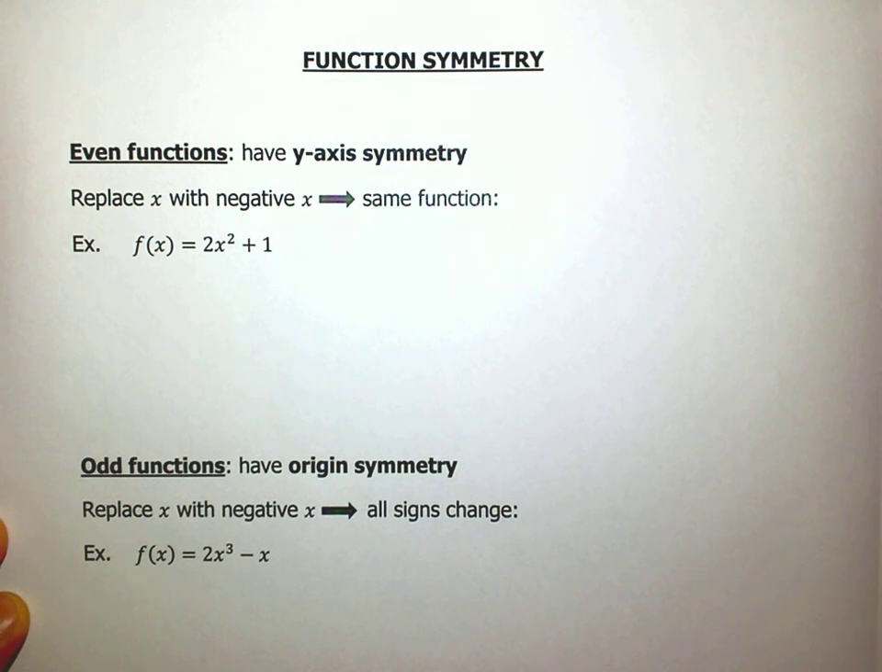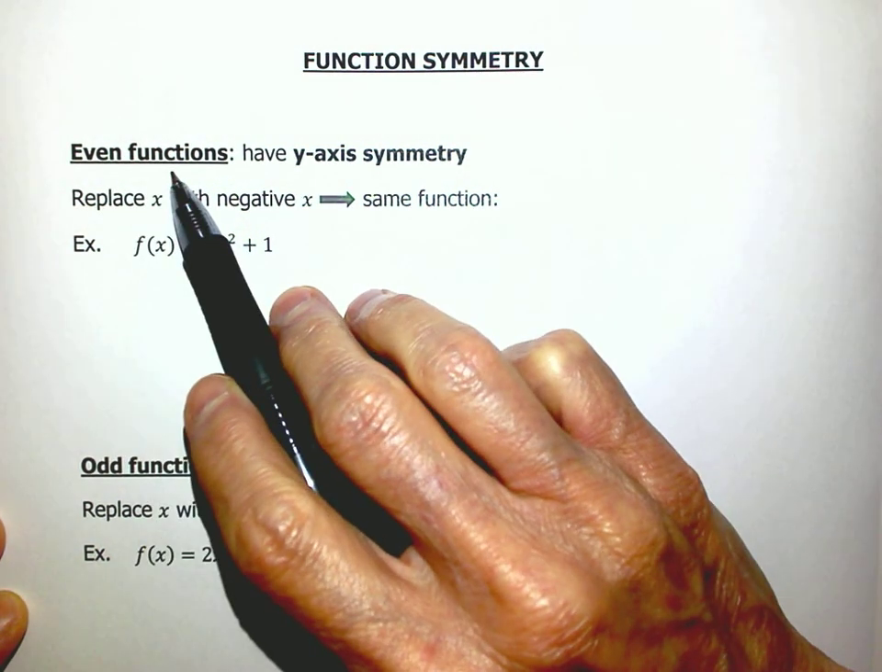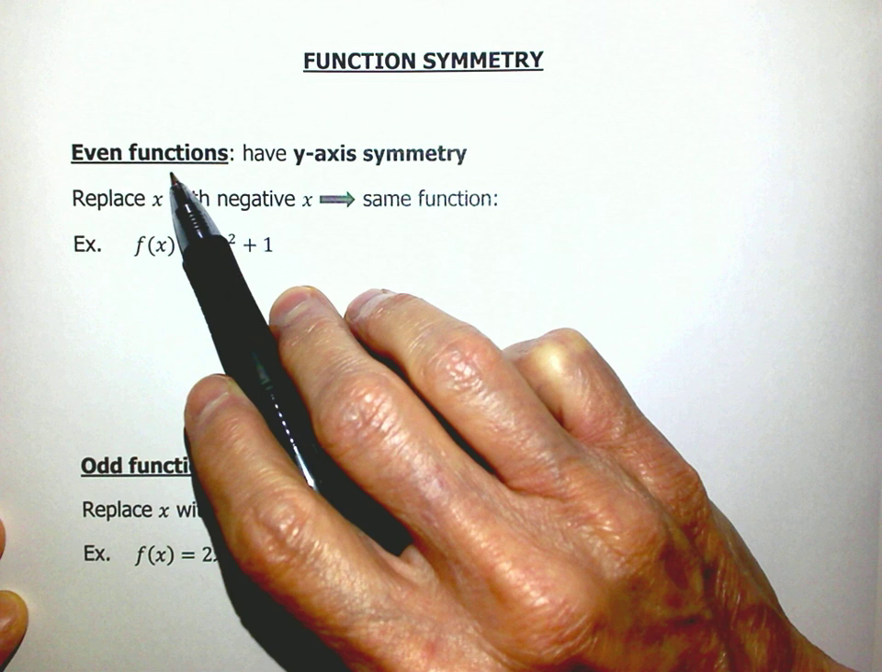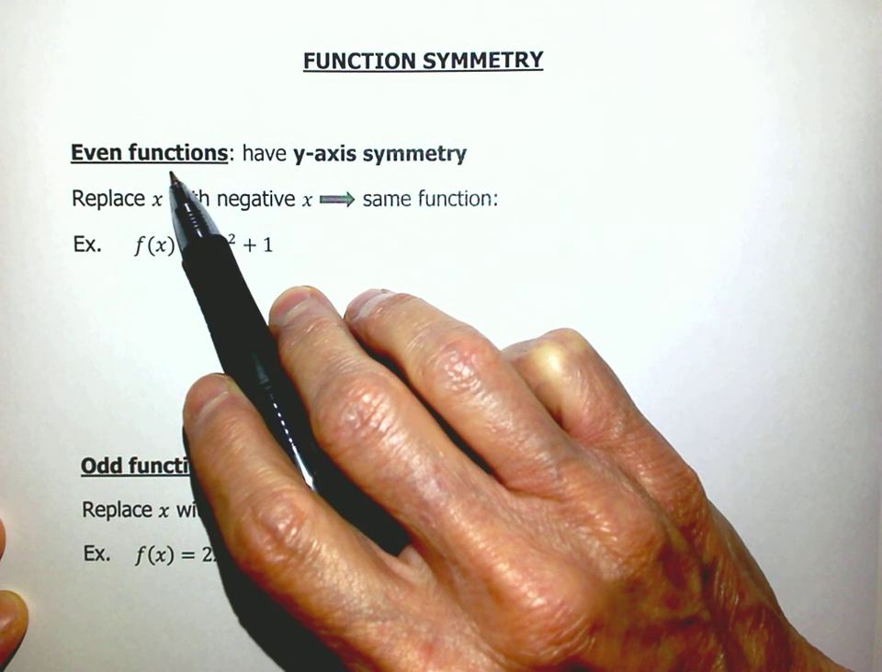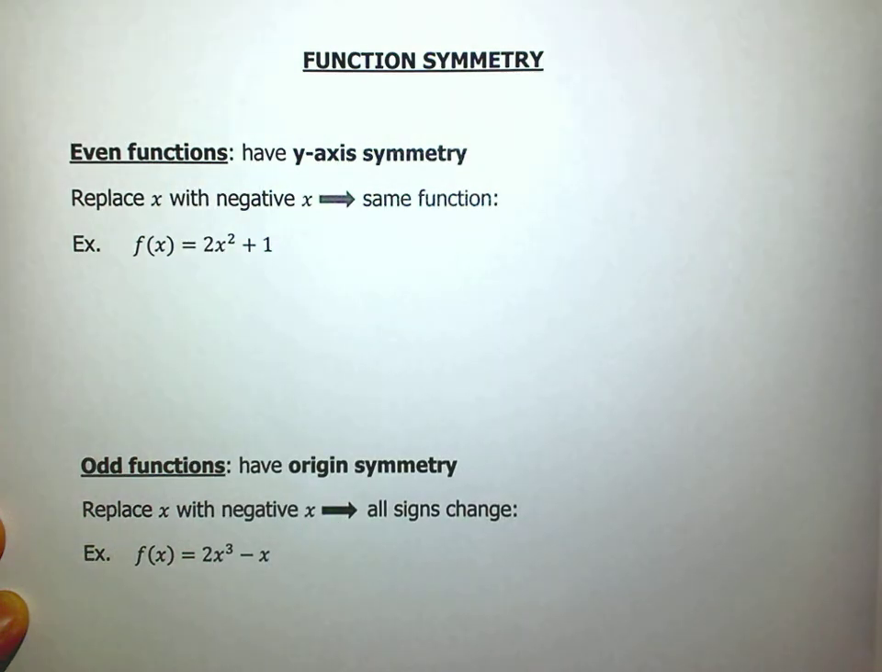Some functions have graphs that are symmetrical. If a graph is mirrored across the y-axis, we say it has y-axis symmetry, and the function is an even function. We can find out if a function is even by graphing it in the graphing calculator and checking to see if it is symmetrical across the y-axis.